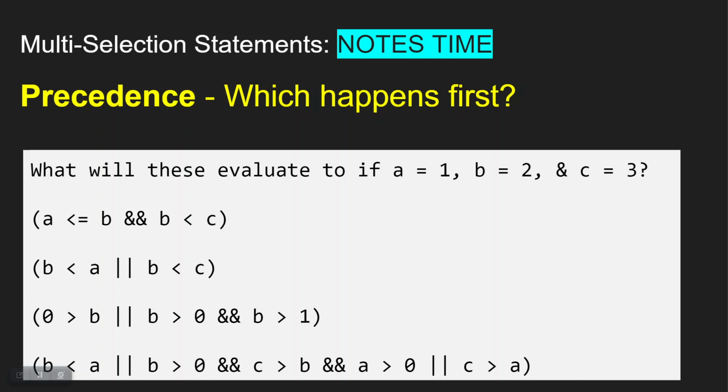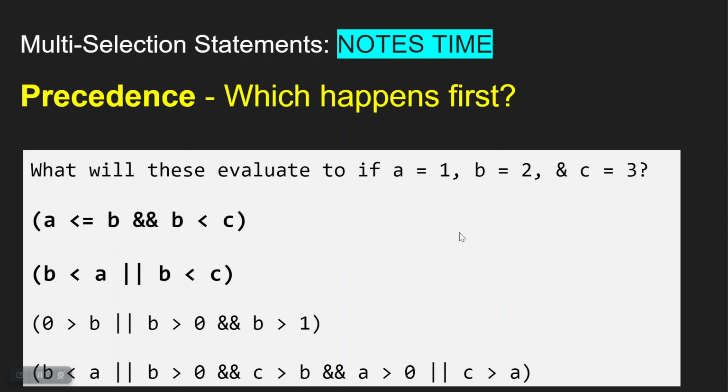I'm going to assume that you have paused the video at this point. So let's go ahead and start working through them. Let's look at the first two. These really aren't all that hard. Is 1 less than or equal to 2 true? So we know this condition would evaluate to true. Is 2 less than 3? That is also going to be true. So we're going to end up with true and true, which we know is going to evaluate to true. So this entire compound Boolean statement evaluates to true.